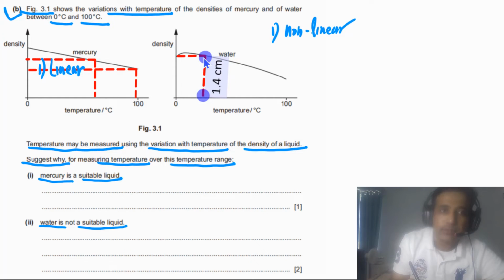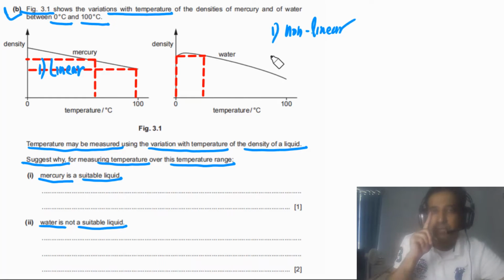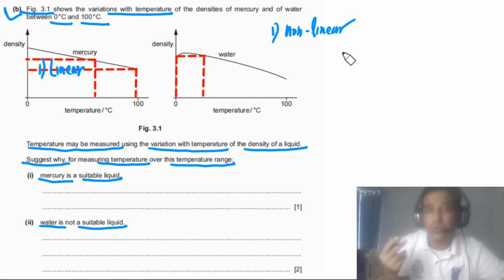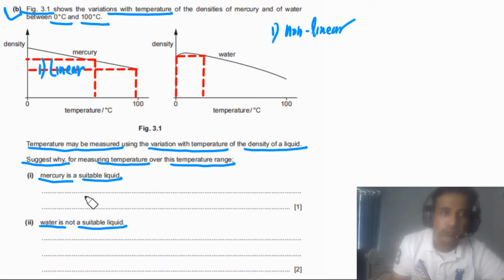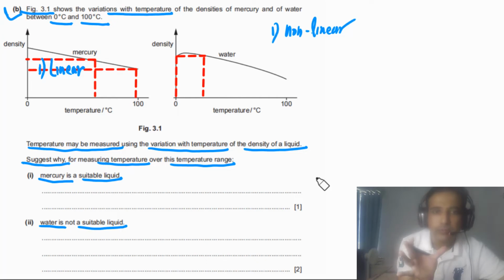So that's the reason this is not a suitable liquid for measuring temperature. At this point you can see we have two values of temperature and one value of density, and also this is non-linear, so this is not a suitable liquid. So these 2 points we have to mention, and this has 1 mark and 2 marks.